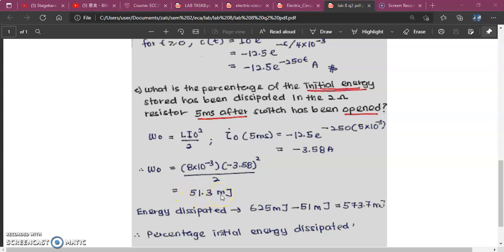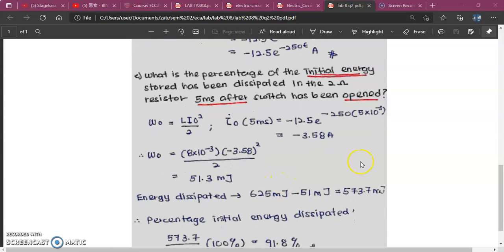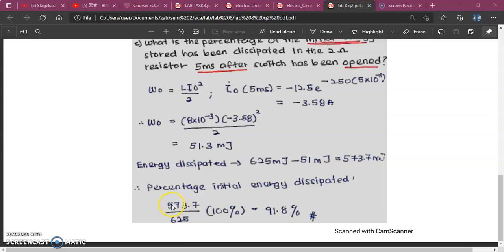Since the question asks for the energy dissipated in the 2 ohm resistor, I subtract the energy value in the inductor, the answer we got over here, from the initial energy. So the answer is 573.7 millijoules. So this is the initial energy stored that has been dissipated in the 2 ohm resistor. The question asks for the percentage, so to transform this answer into a percentage, just divide it by 625 and multiply by 100%. And the percentage of initial energy dissipated is equal to 91.8%.